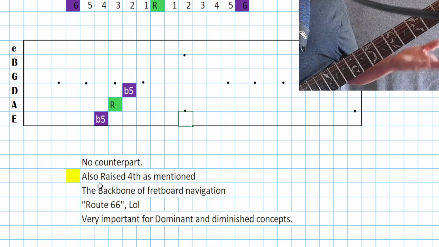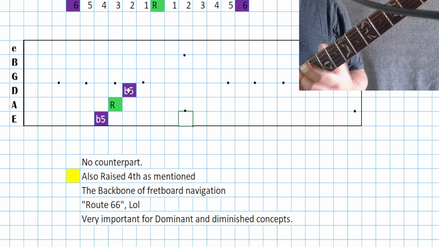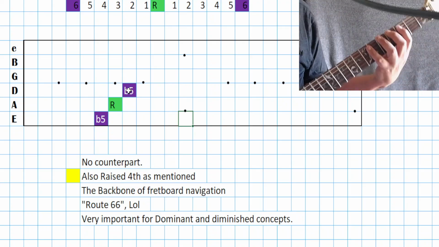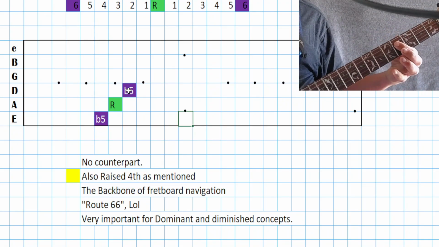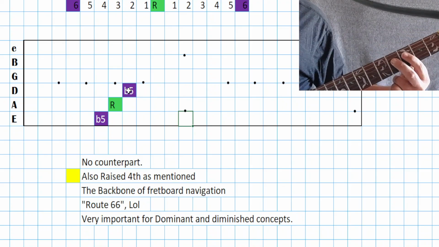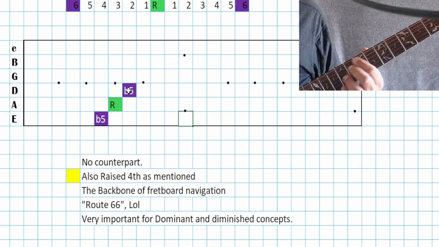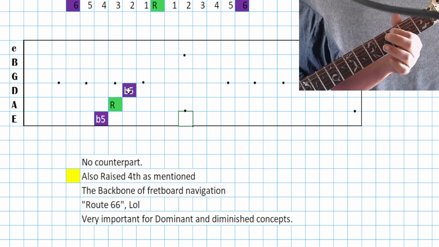So the flat fifth is also the raised fourth, as we mentioned. That's why, when we showed you the C major scale and raised the fourth right there, there's that tritone relationship between the root and that raised fourth. So it's the root and the raised fourth.